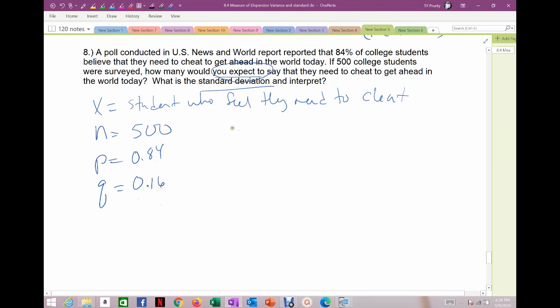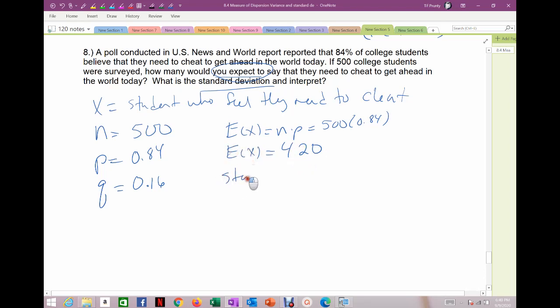Right, the expected value, how many would we expect? What would be our expected average? Well, that would be the N times P, so I take my 500 times the probability, and so it would be 84% of 500 is what we would expect, and so that comes out 240. Not 240. 420, get it right. 420 would be my expected value.